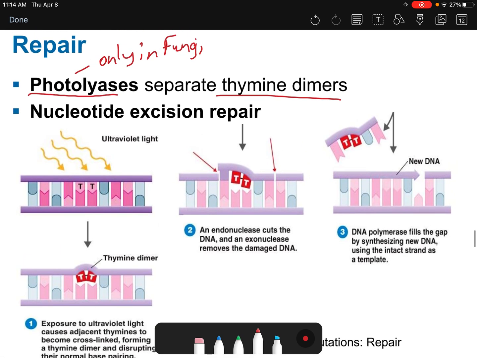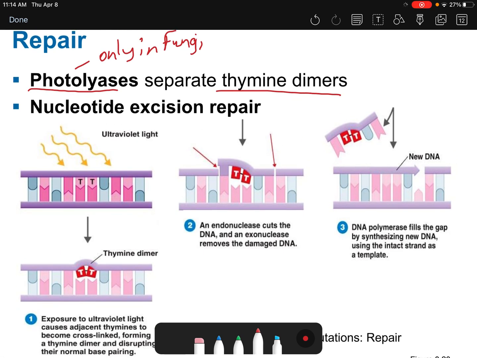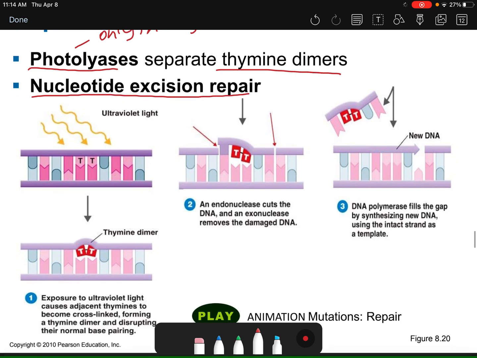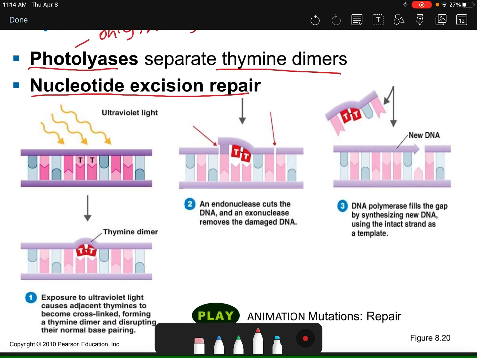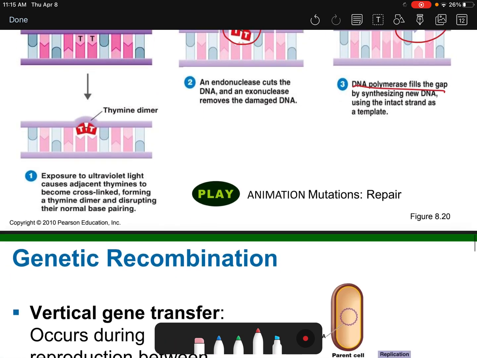But we do have some other forms of DNA repair. One of them is called nucleotide excision repair. Just like the name suggests, basically the endonucleases just cut out that part, remove it, and then DNA polymerase is going to fill the gap and replace it with the newly constructed DNA with the proper bases that should go down there.